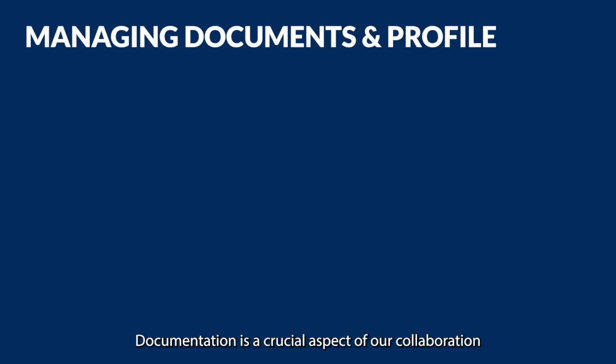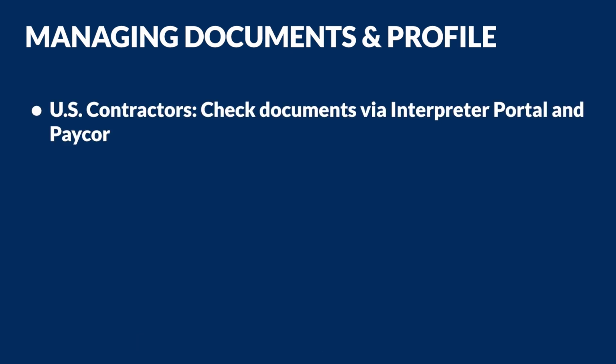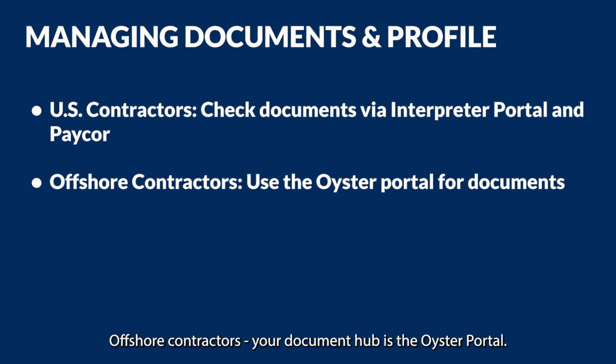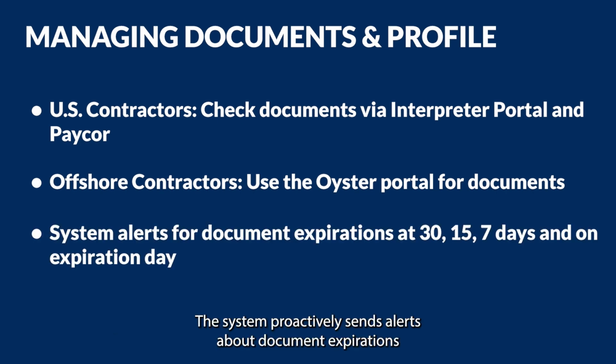Documentation is a crucial aspect of our collaboration. Through the Interpreter Portal and Paycor, US contractors can verify what's on file, identify missing documents, or check for expiring ones. Offshore contractors, your document hub is the Oyster portal. The system proactively sends alerts about document expirations at 30, 15, 7 days, and on the day of expiration.